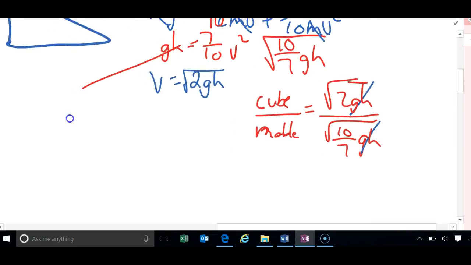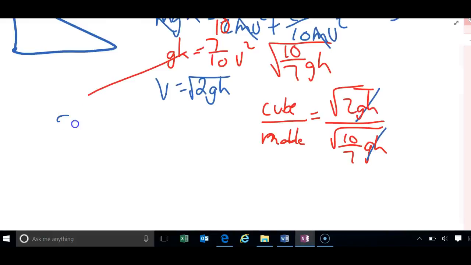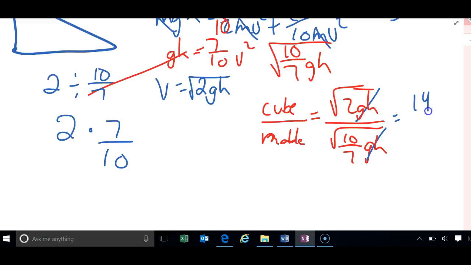Well, anytime you divide by a fraction, that would be the same as inverting and multiplying. So 2 divided by 10/7 is the same as 2 times 7/10. So this would end up giving me 2 times 7 is 14 over 10, but I still have my square root. So that is our ratio. You can check your answer, and there you go.